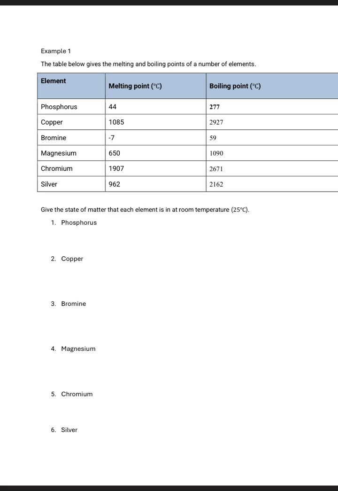We need to know that if temperature is less than the melting point, then the substance is in the solid phase. Very important. The substance is in the solid phase.